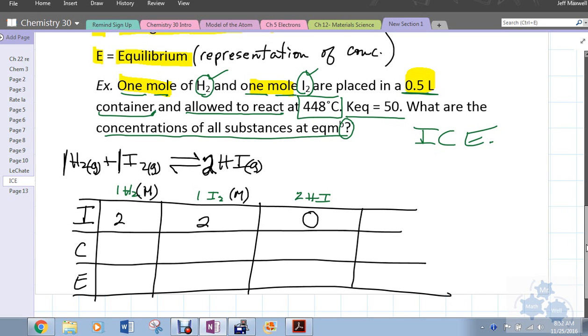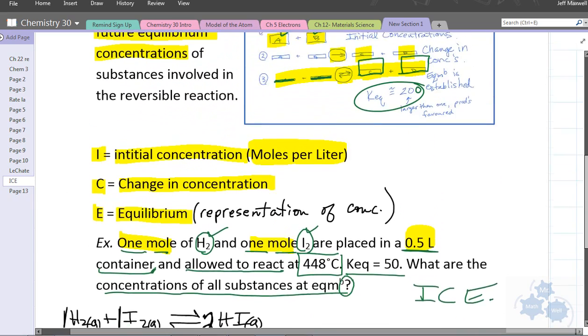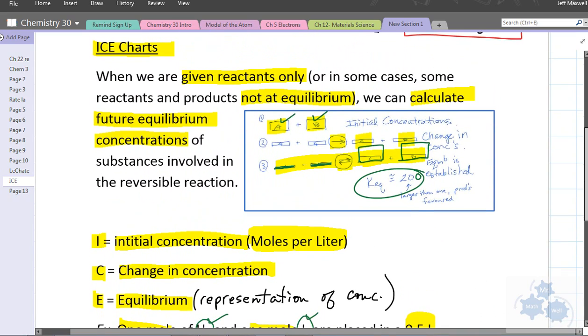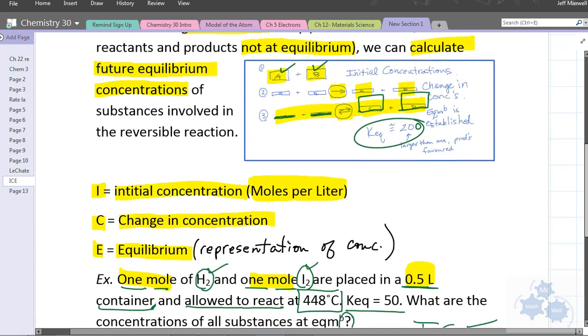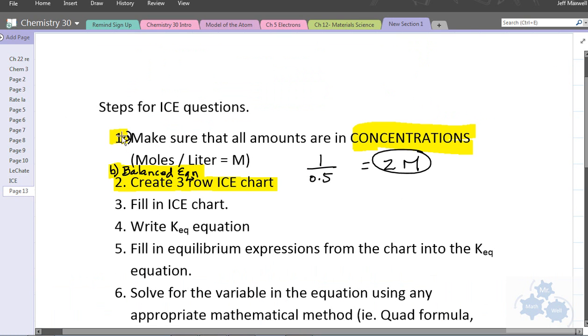Okay, so here's ICE charts, equilibrium calculations using the ICE chart method. This is video number 2 here. What we've done is we've started our ICE chart. We've created a chemical equation, we've balanced it, we've gone through the first couple steps, which are right here. Okay, we're using concentrations in our chart, and right now we're on step number 3. We're filling in the ICE chart. Okay, so balanced equation, change to concentrations, create the chart, fill it in.